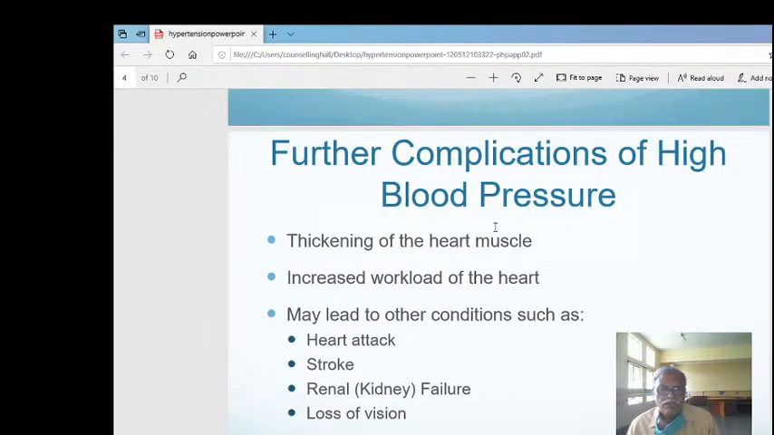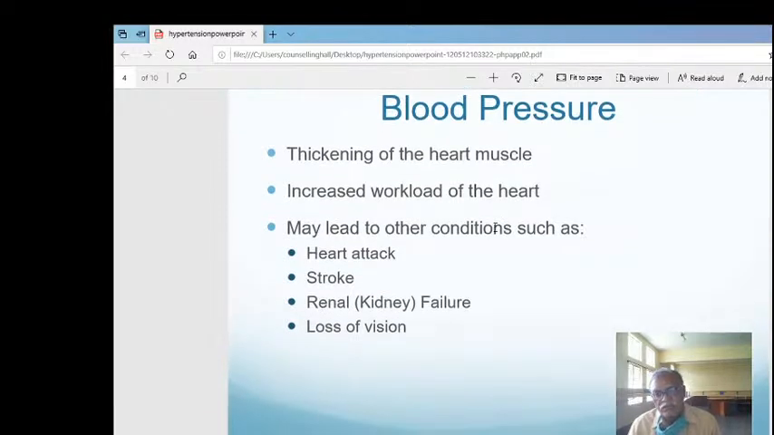Further complications of high blood pressure: thickening of the heart muscle, because the heart has to pump against the resistance, the left ventricular muscle gets hypertrophied. Increased workload of the heart because of increased peripheral resistance of the vascular compartment. The left ventricle has to pump against the peripheral vascular resistance.